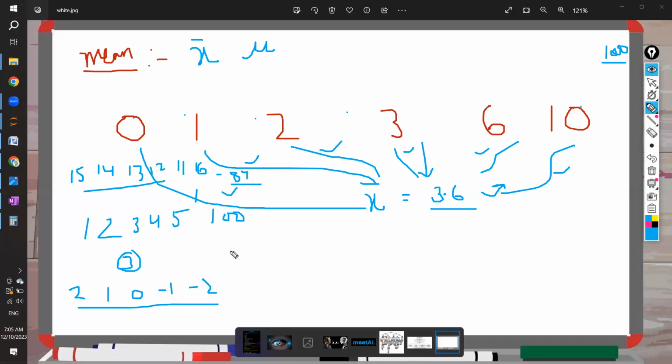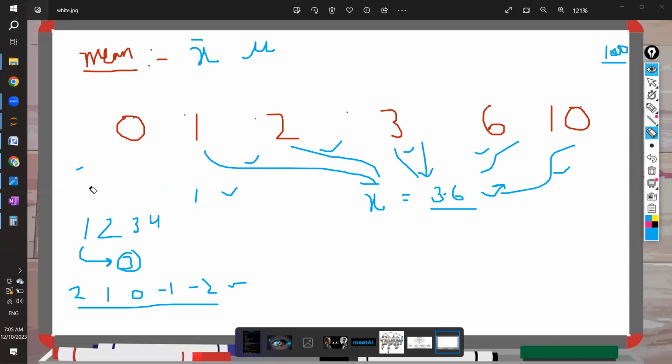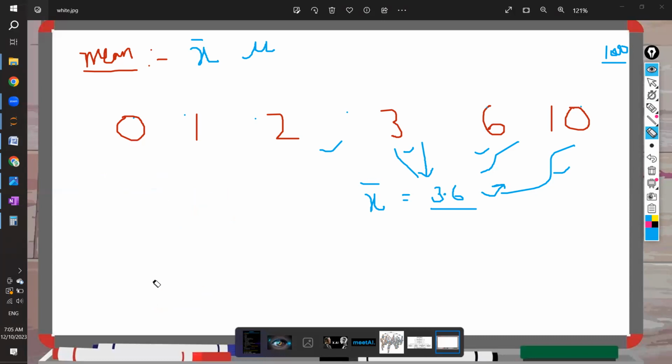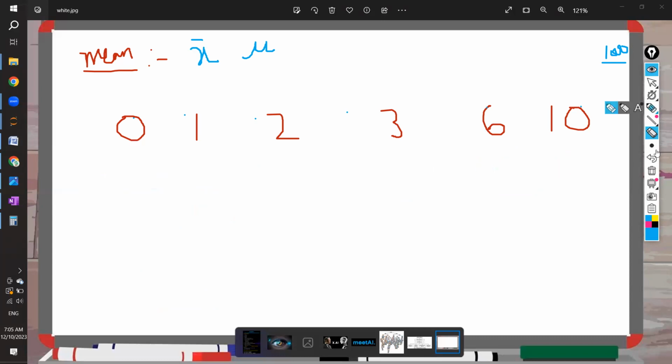So whether it's a normal distribution or a skewed distribution, studying how much each number is varying from the given mean is also important. That's why we are going to study this concept called variance. That is the fundamental reason for variance.